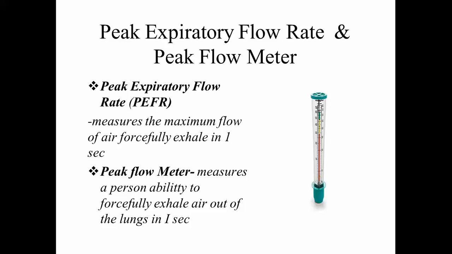So here is a peak flow meter, and that peak flow meter measures a person's ability to forcefully exhale air out of their lungs in 1 second. And if you'll notice, it's got the little red mark, so that's when they're in the red zone, and the yellow zone and the green zone.